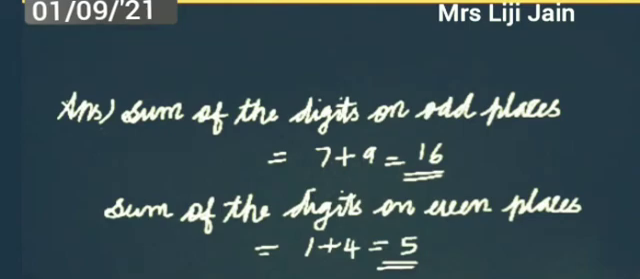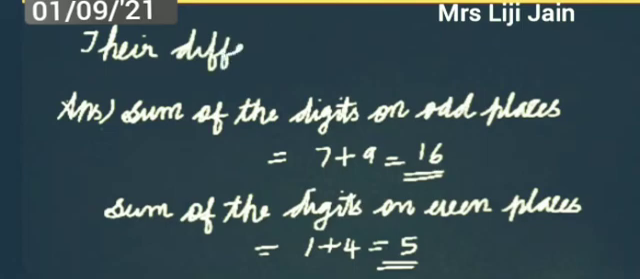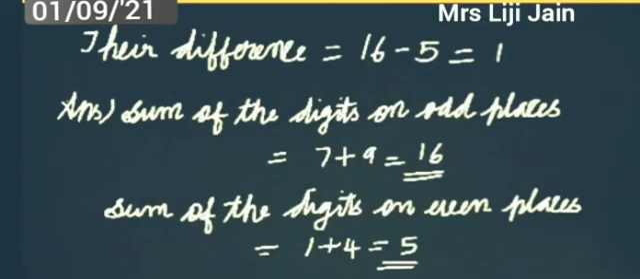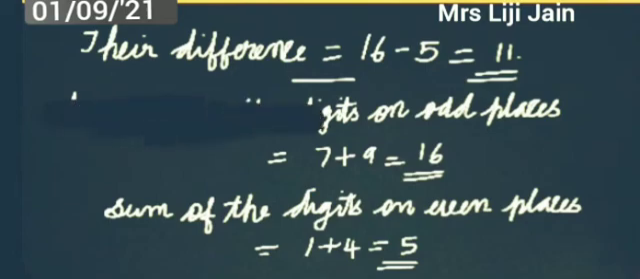Their difference is equal to, what is it? 16 minus 5. What is 16 minus 5? 11, isn't it? Is 11 divisible by 11? Surely, isn't it? 11 is divisible by 11. So what can we conclude? Since 11 is divisible by 11, the given number 4917 is also divisible by 11. Isn't it? Understood? Okay, yes, please write down.